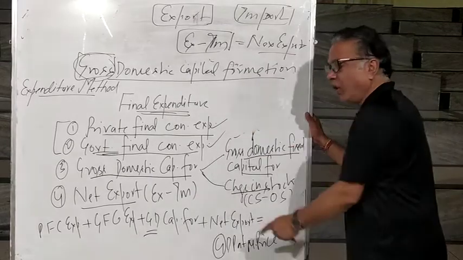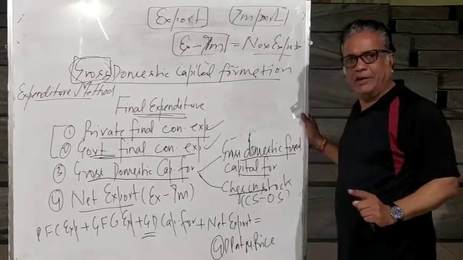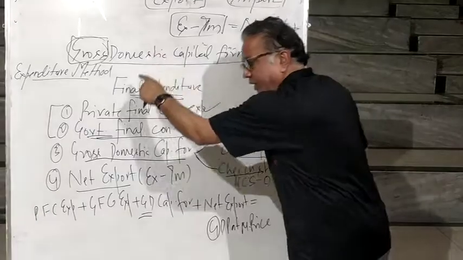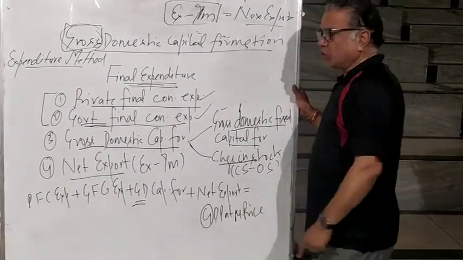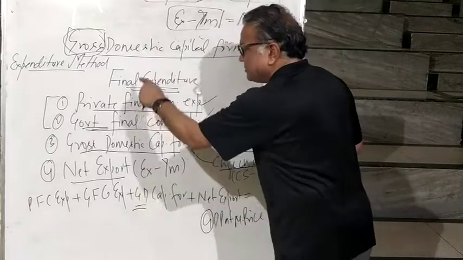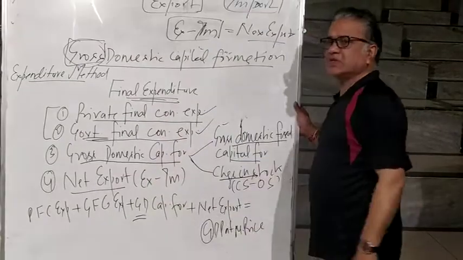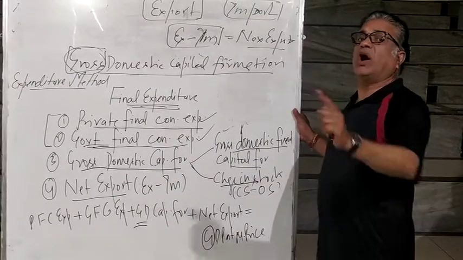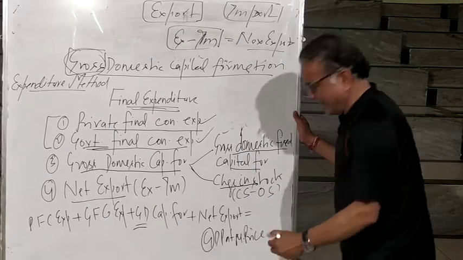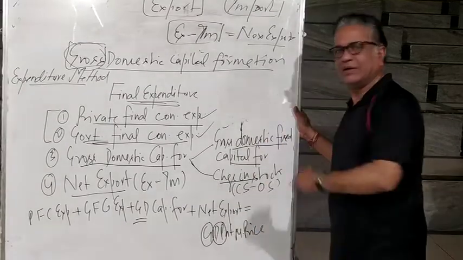We are not including all. If we include all, what will happen? Double counting. We are taking only final goods and services. So this expenditure is made over the final goods and services produced inside the country or outside the country. Inside the country, that's why we call it domestic product.